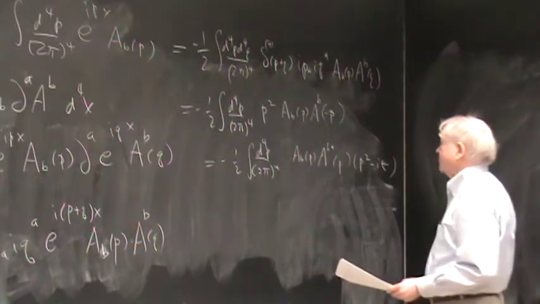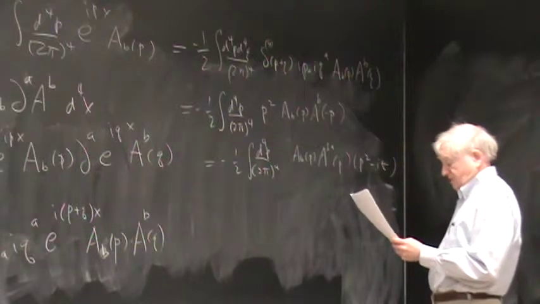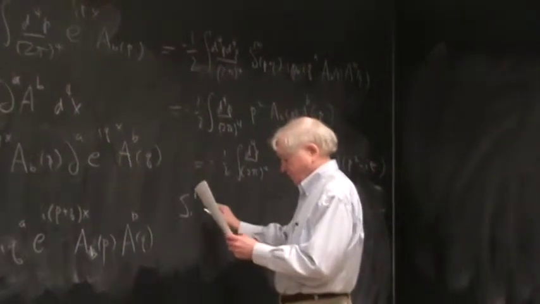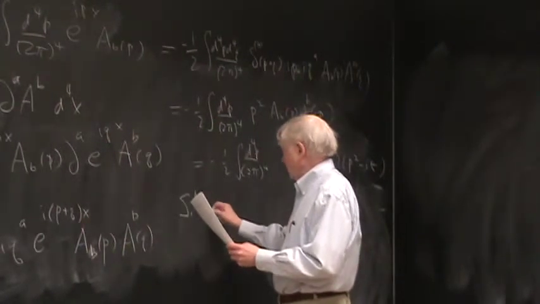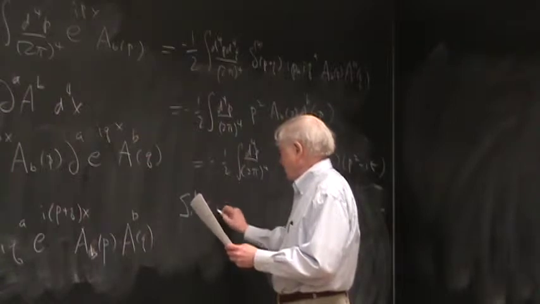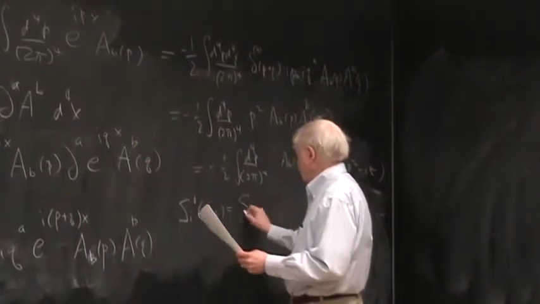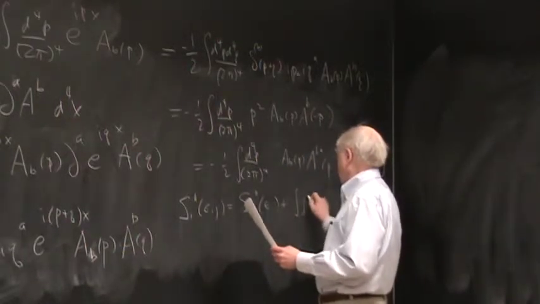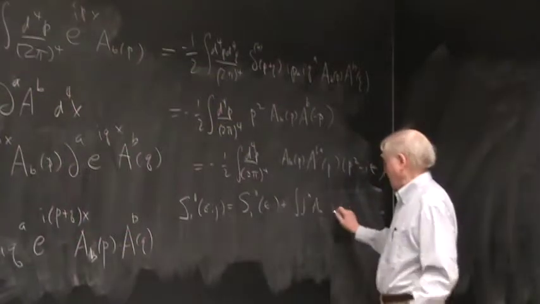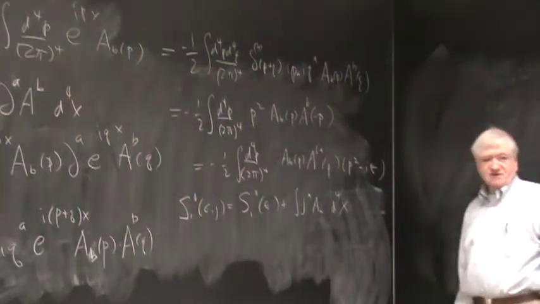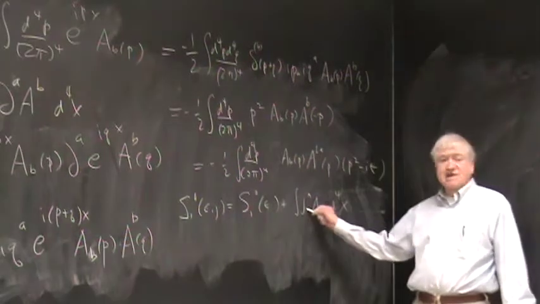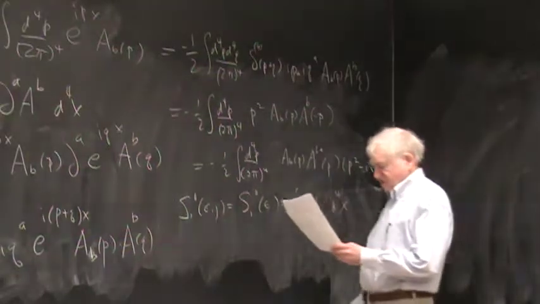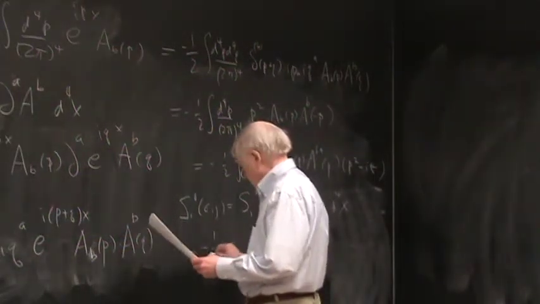Okay, so now what we're going to do is add a J term to this. So we're going to have S10 of epsilon j, which is S10 of epsilon, this is the one with epsilon, plus the integral of j mu a mu, d4 of x. Now this though is a C number current. And as before, we're going to use this to derive the propagator.